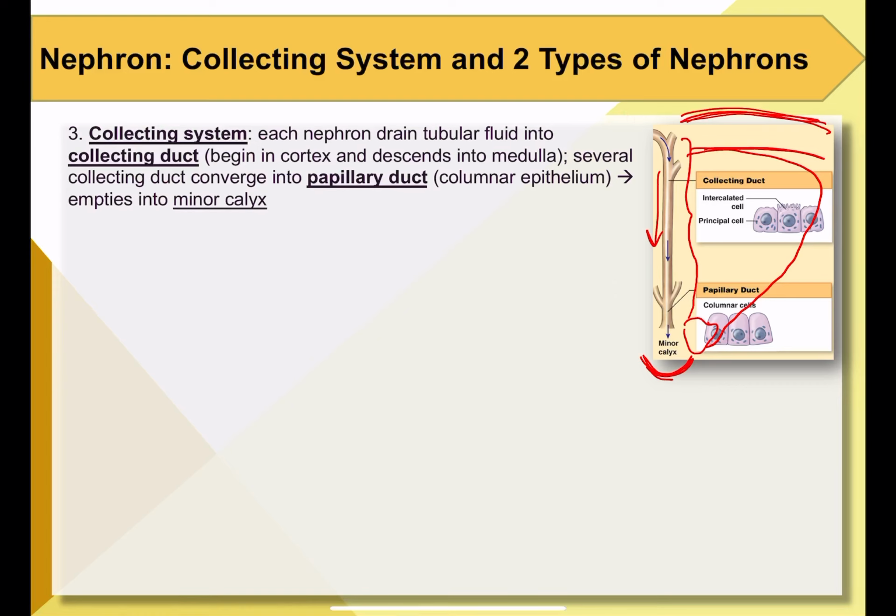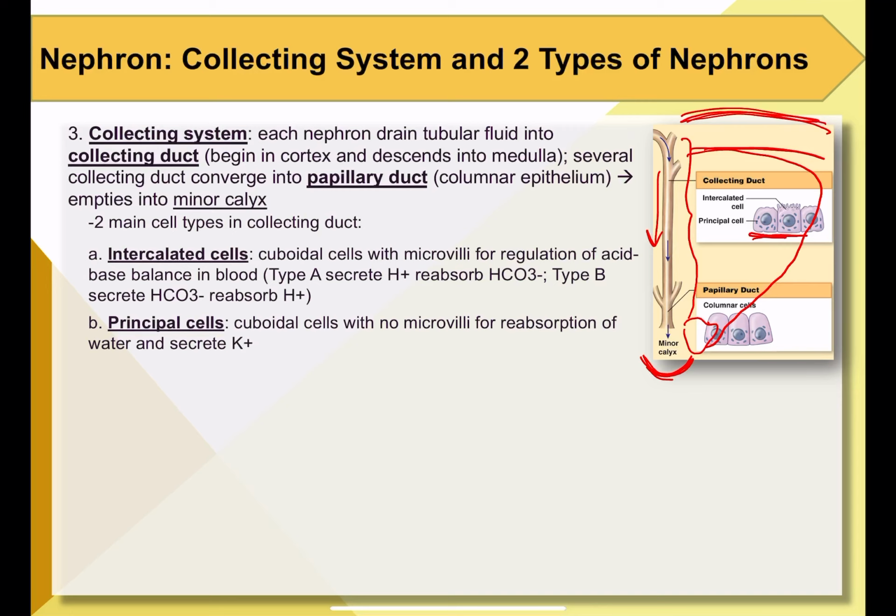Now with the collecting duct, it has cuboidal cells, okay, and they are actually differentiated into two main types of cells. The papillary duct actually has columnar cells, okay. So within the collecting duct, there are two types of cells called intercalated cells versus principal cells. They're slightly different from each other. The intercalated cells are cuboidal cells with microvilli, just like how PCT versus DCT. PCT has a lot of microvilli, DCT doesn't have that many. Intercalated cells have microvilli. Principal cells don't have that much microvilli, okay?